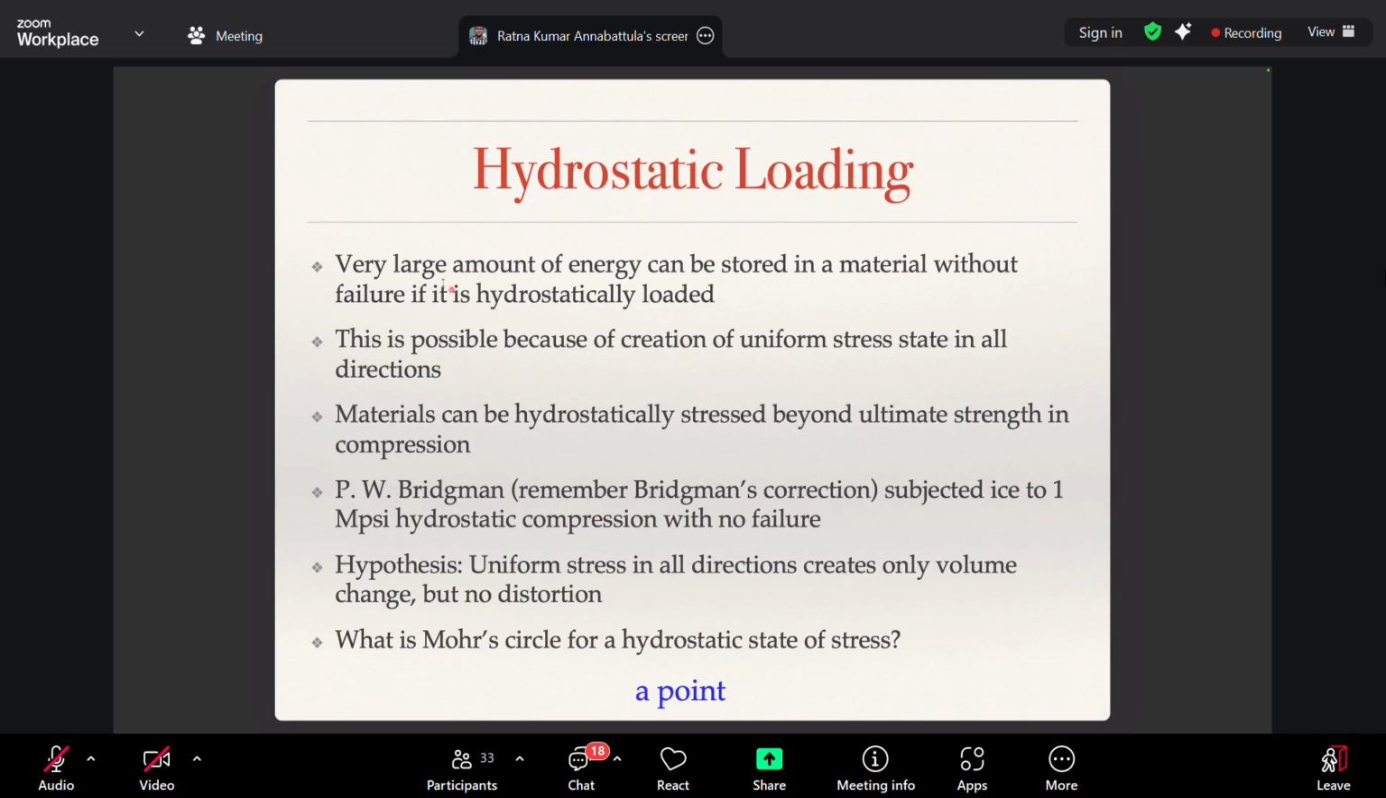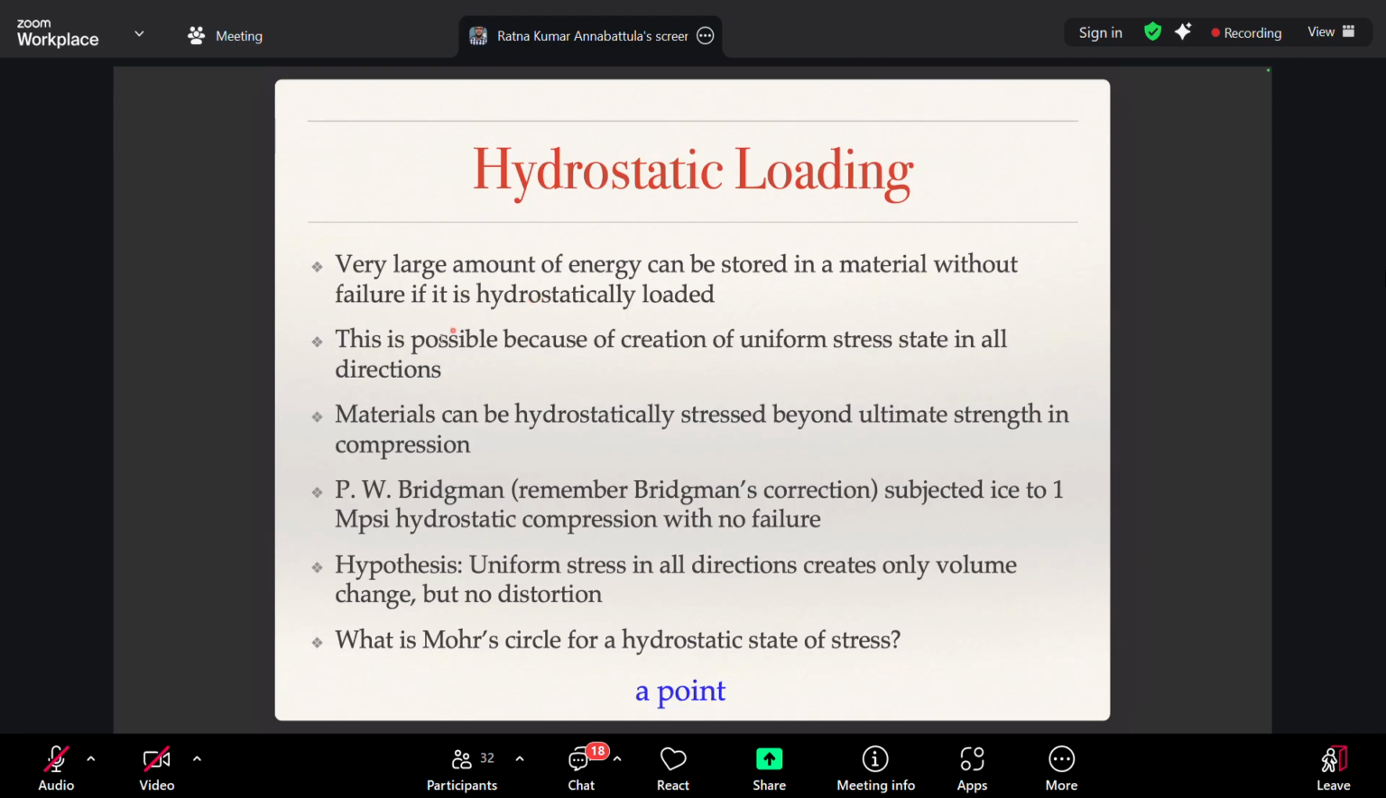So a very large amount of energy can be stored in a material without failure. Failure here means distortion, shape change. But when you apply the same stress in all three directions, there will not be any shape change. That means there is no distortion. Whenever we are talking about plastic deformation, we are talking about distortion. But when you apply a hydrostatic state of loading, you are not causing distortion. You are not causing shape change, you are only causing size change or volume change.